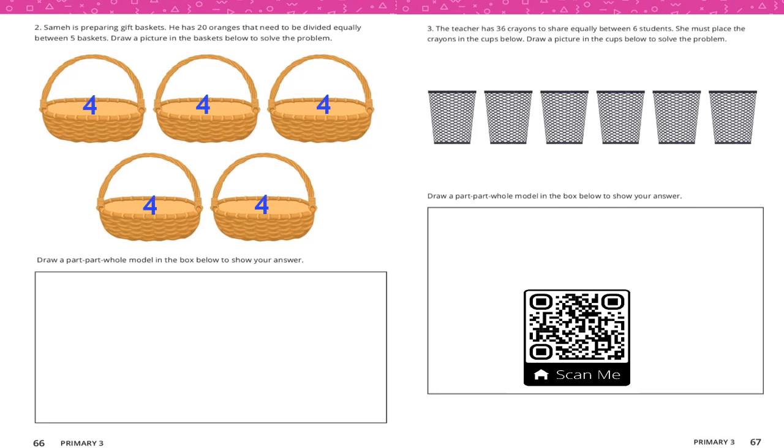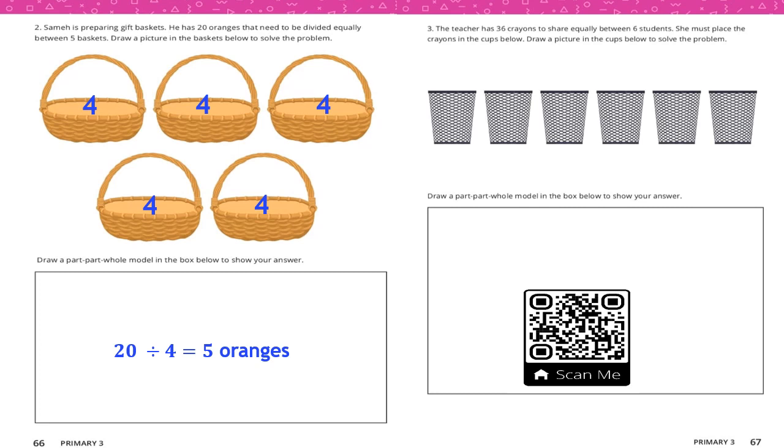4 here repeated how many times? 5. So 4 times 5 equals 20. Yes, it's right, it's correct. Let's draw a part-whole in this box to show our answer. We can draw a part-whole model or write the division equation. 20 divided by 5 equals 4 oranges.